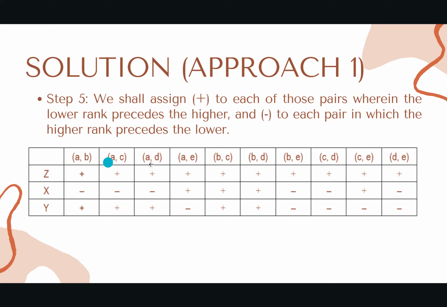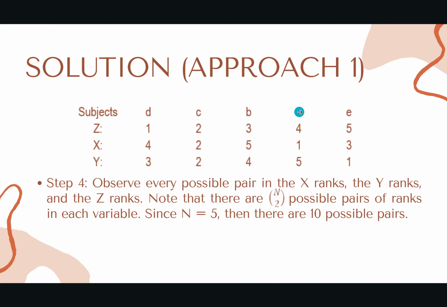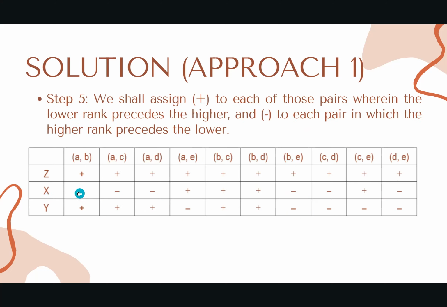So hindi ko na to i-check isa-isa but we would try one case. So dito sa subject AB, check natin yung for X. So dito, yung A natin is higher than B. May higher rank for Z. Pero yung X, B yung may higher rank. So hindi parallel yung paggalaw. So dito, mas mataas si A. Dito, mas mataas si B. Kaya, ang sign natin for it ay minus.